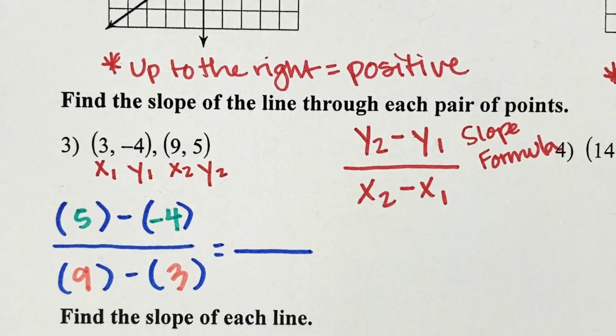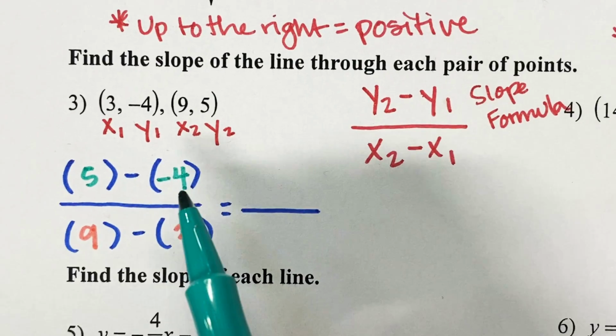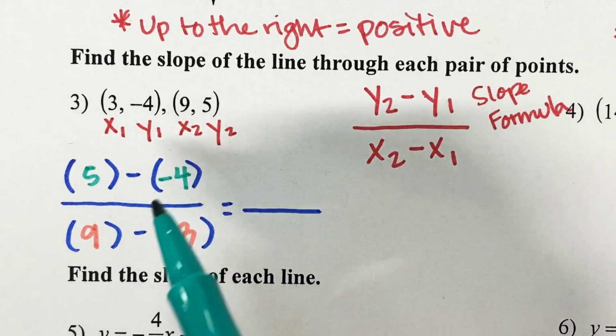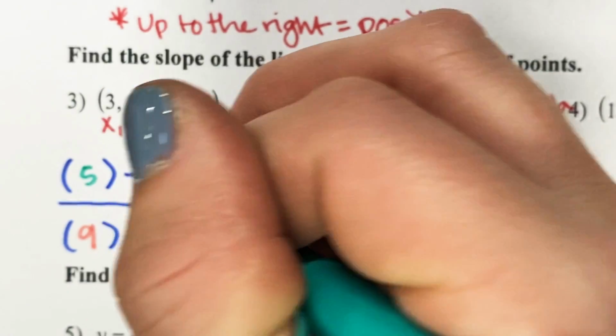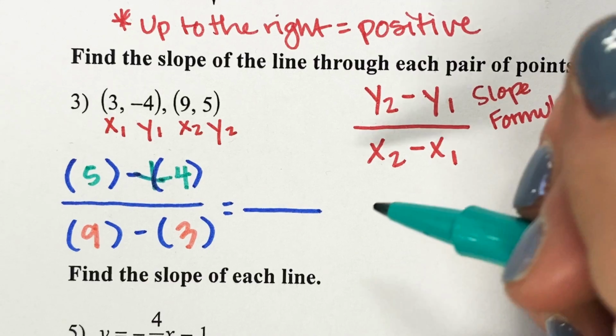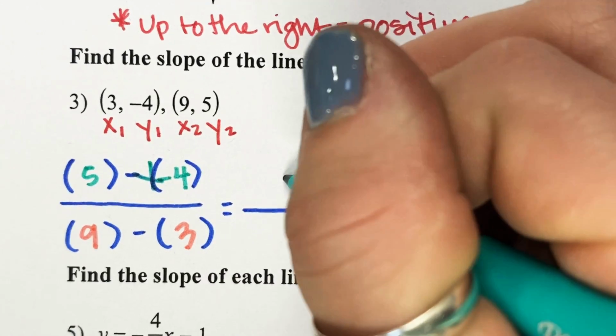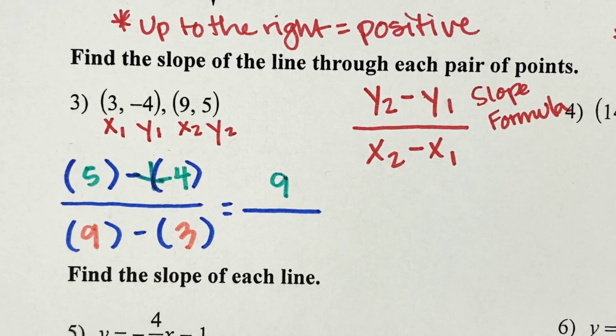Okay, so let's solve for the top one first. So I have 5 minus a negative. What happens to this double negative? It becomes a plus, or a positive. So what is 5 plus 4 on top? It's going to give us a 9.